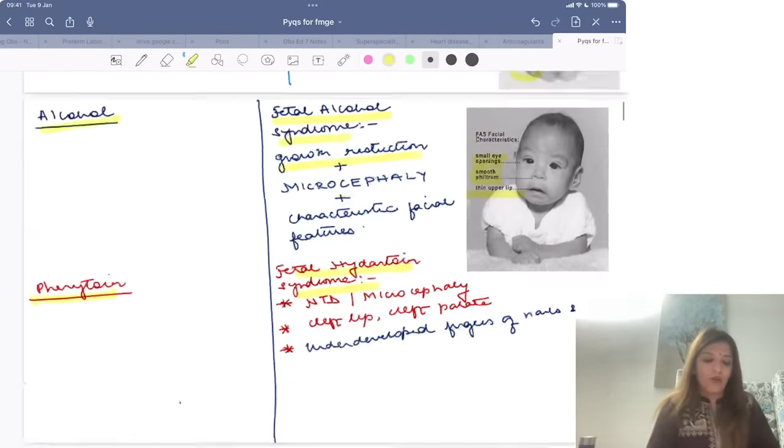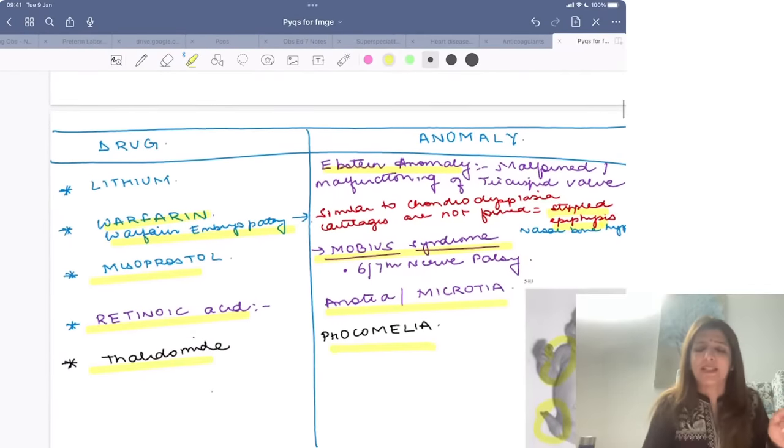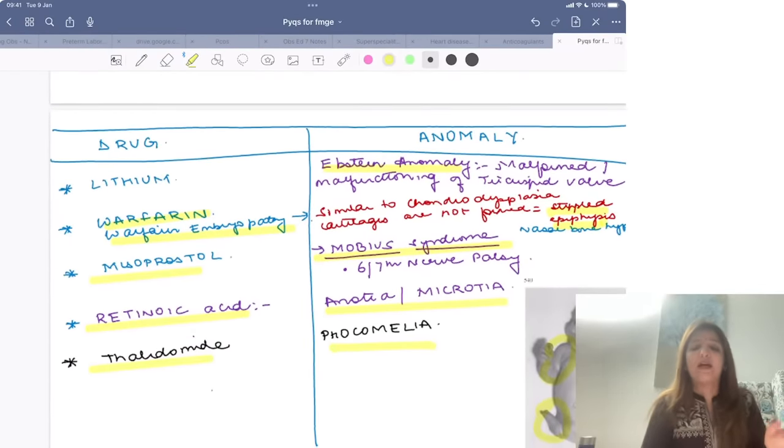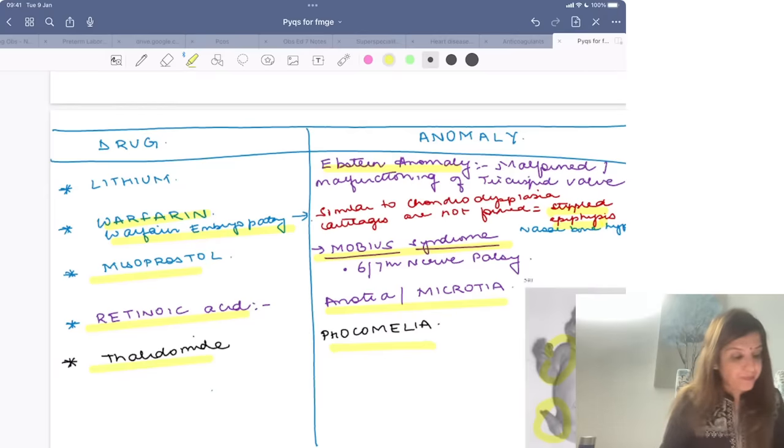So this table over here, I want all of you to quickly take a screenshot of this table and just revise it before you sleep today. Yes?